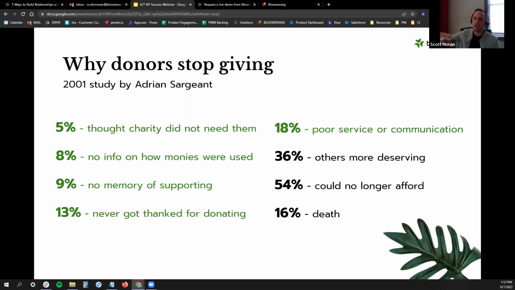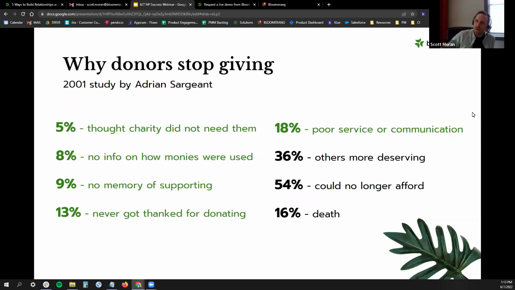But I want to highlight these 5 that are in green. Thought the charity didn't need them. No info on how the funds were used. No memory of supporting, never got thanked. Poor communication. We think those 5 are in control of the nonprofits. These are some that we can work on, and just by making slight adjustments to your strategies and your communication, you might be able to stop those donors from lapsing. Yes, it might not be 100%, but if you add up that 9%, that 13%, if you can retain an extra 30% of people, isn't that the goal? So we're going to be focusing on the things we can change, which are on us as fundraisers: communicating and making donors feel like they truly got thanked.